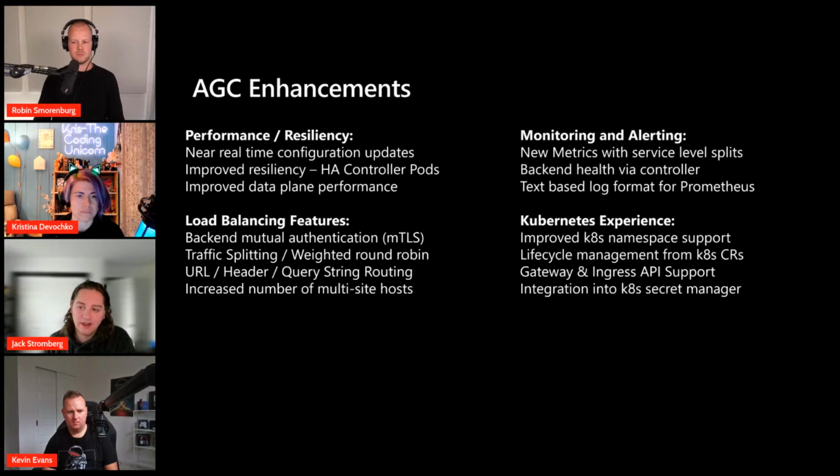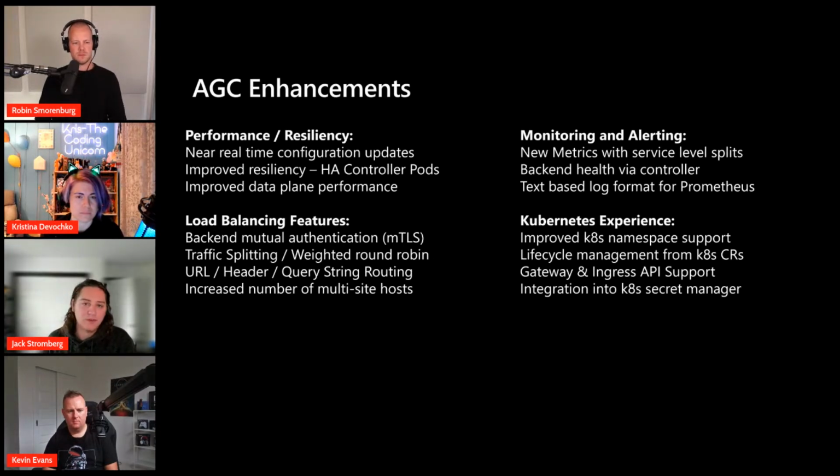Another huge, highly requested feature that's been in AGIC and App Gateway in general for quite some time is, how do I do blue-green deployments? How do I introduce a new version of my service and just put maybe 5% of traffic on there, see how it goes, and then continue to scale that out? That is fully supported right now in the public preview as well. So you can do weighted round robin instead of just round robin across all the pods.